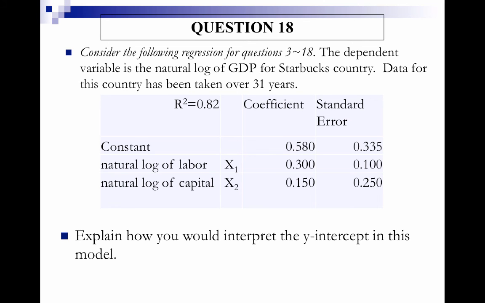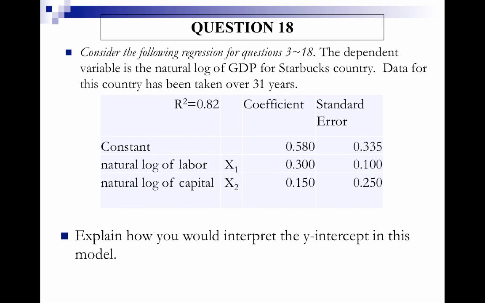Now, how would we interpret the y-intercept in this model? In order to interpret the y-intercept, we need to get rid of the rest of the equation. So how do we get rid of the rest of the equation? Labor has to be equal to 1 unit, right? So that means that the natural log of labor will be equal to 0 if labor is equal to 1. And capital needs to be equal to 1 unit. So that would mean that the natural log of capital, or the natural log of 1, is equal to 0.